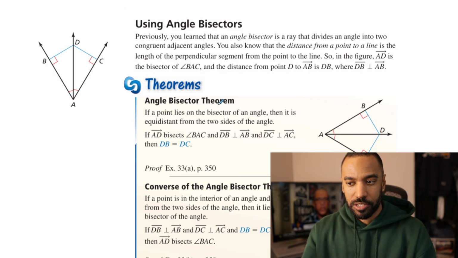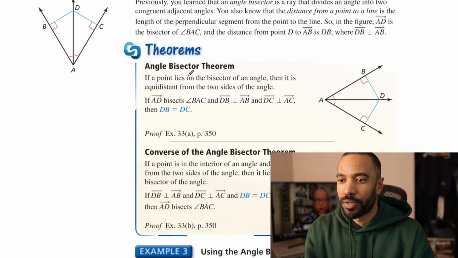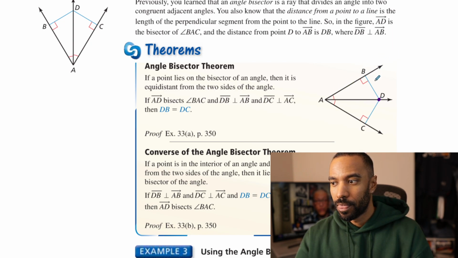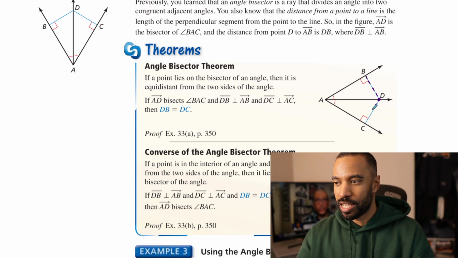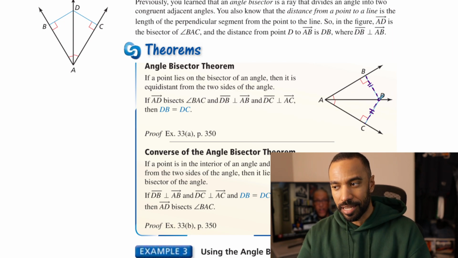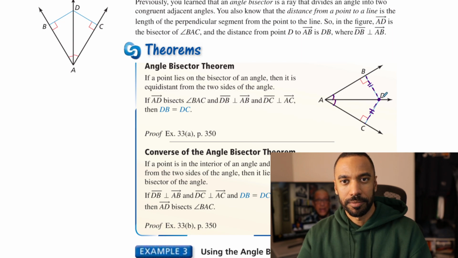Well, the angle bisector theorem. The angle bisector theorem states the following. If a point lies on the bisector of an angle, such as point D, D lies on the angle bisector, then it is equidistant from the two sides of the angle. So D's distance to ray AB is the same distance as D's distance to ray AC. Here, it's two congruent marks, like that. They're the same distance, that perpendicular distance there, because it's on the angle bisector. It's on the bisector of the angle, right there.